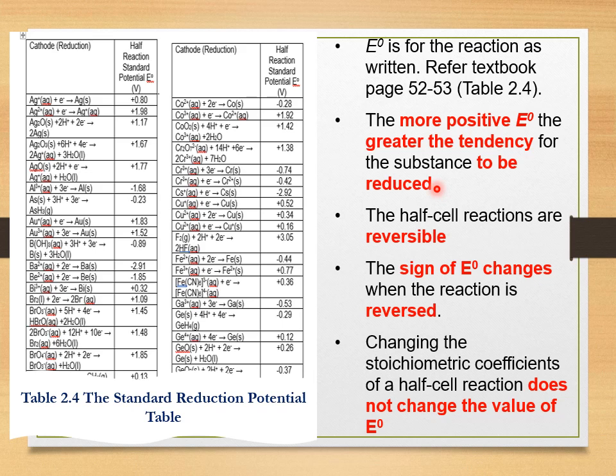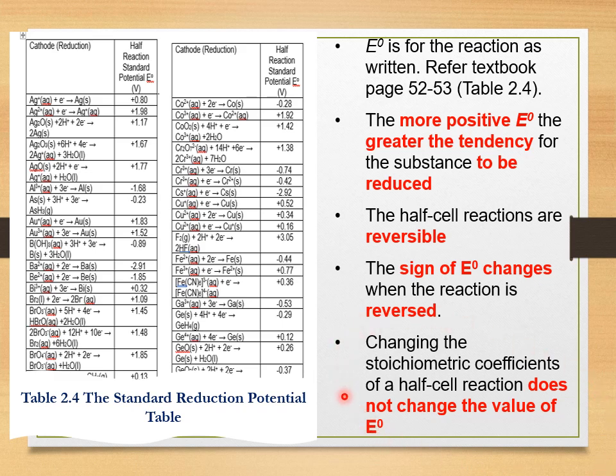It has a higher reduction potential. The half cell reactions are reversible. The sign of E0 changes when the reaction reverses. So changing the stoichiometric coefficient of a half cell reaction does not change the value of E0. Okay, this is an important part.